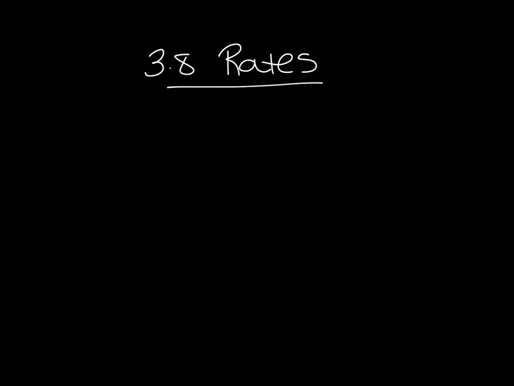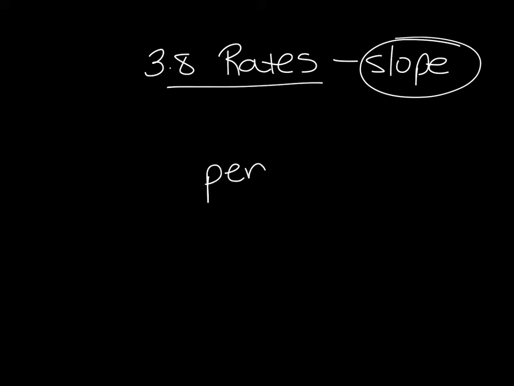So rates is the topic of this video, and when we're talking about rates, we're going to be talking later on about this word called slope, and that's going to be a rate all the time. But rate before we talk about slope is when you talk about anything with the word per. So you say A per B.